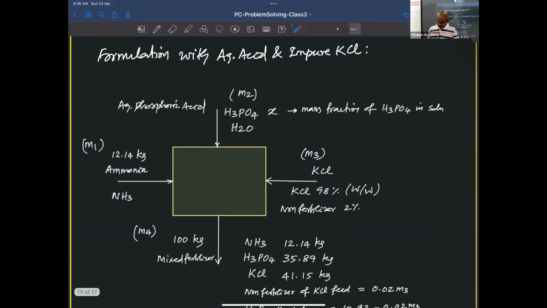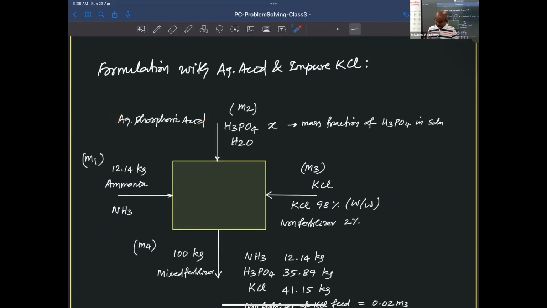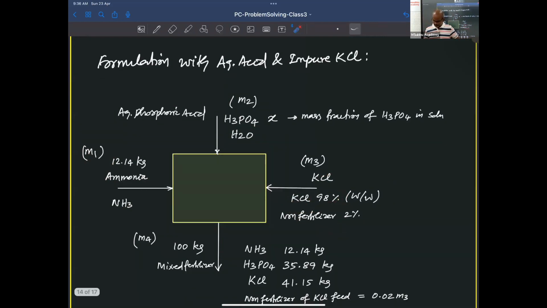Aqueous phosphoric acid is entering, which has H3PO4, the fraction of which is X, and the balance is water, that is, 1 minus X is the water content. And feed ammonia, we were already taking to be 12.14 kg of anhydrous ammonia. Still, we are going to use the same anhydrous ammonia. So in this part, there is no change. Here there is a change, as well as here. So what is the change? Earlier, we were having 100% KCl. Now the KCl fertilizer is only 98% KCl. The balance is non-fertilizer content.